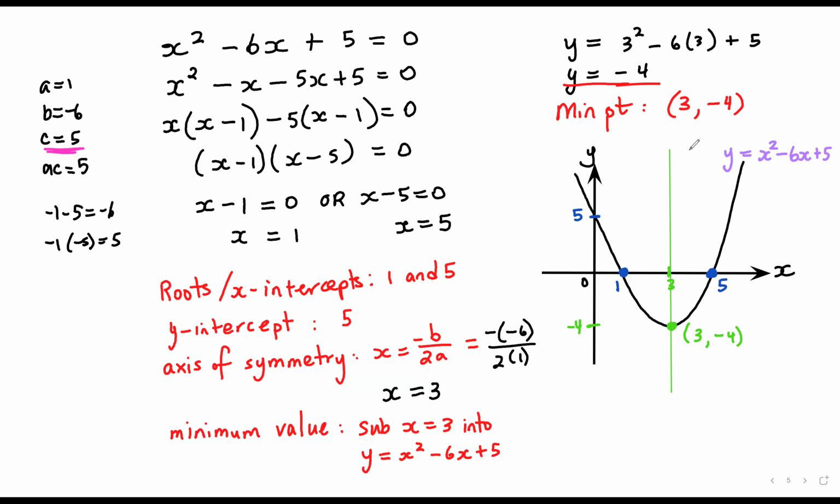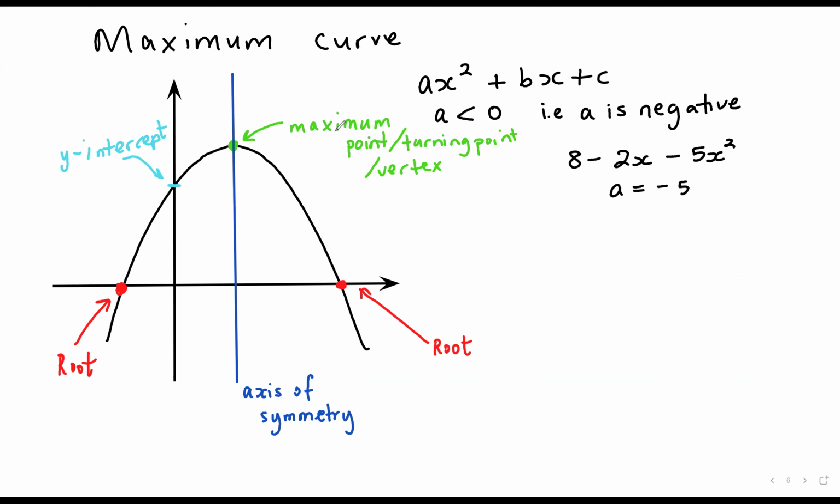So the x coordinates and y coordinates, so the axis of symmetry and the minimum value, make up your minimum point. And then we sketched the quadratic here. We also looked at what the features would be on a maximum curve. It's basically the exact same things, except you have a maximum point instead of a minimum point, but the steps in finding the values to sketch a curve will be the exact same thing.